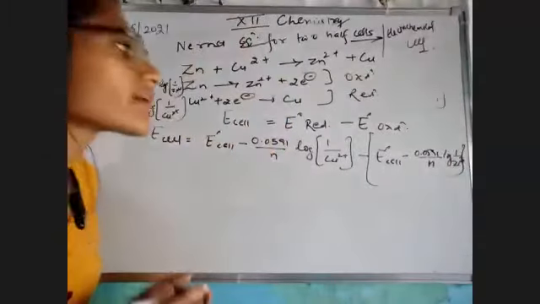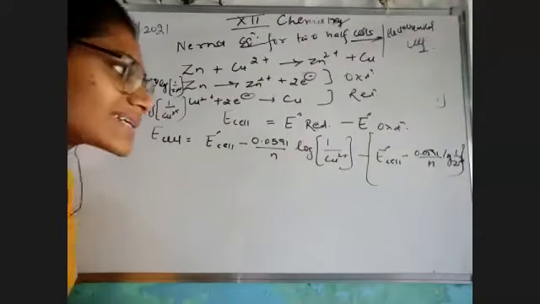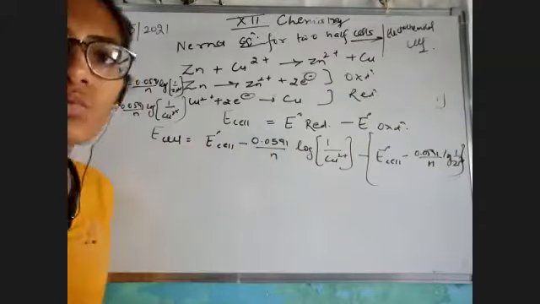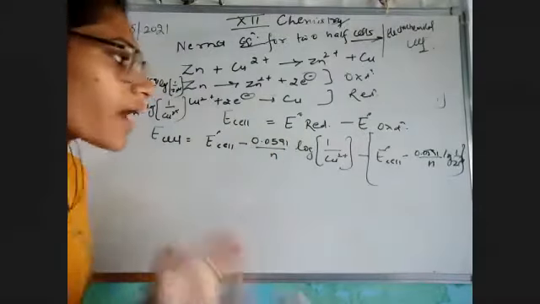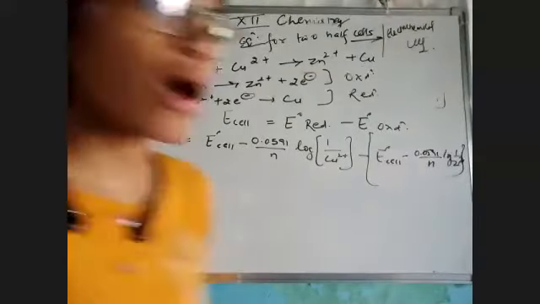So I have done nothing. I have just rewritten the two equations, taking my Nernst equation from yesterday's class and putting it in for both. Now we have to combine them and get the exact idea. So let's see how it's happening.